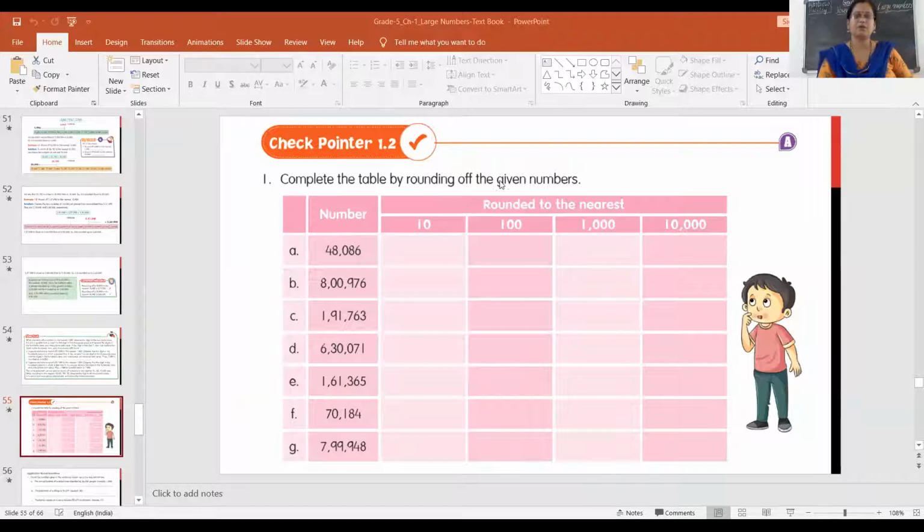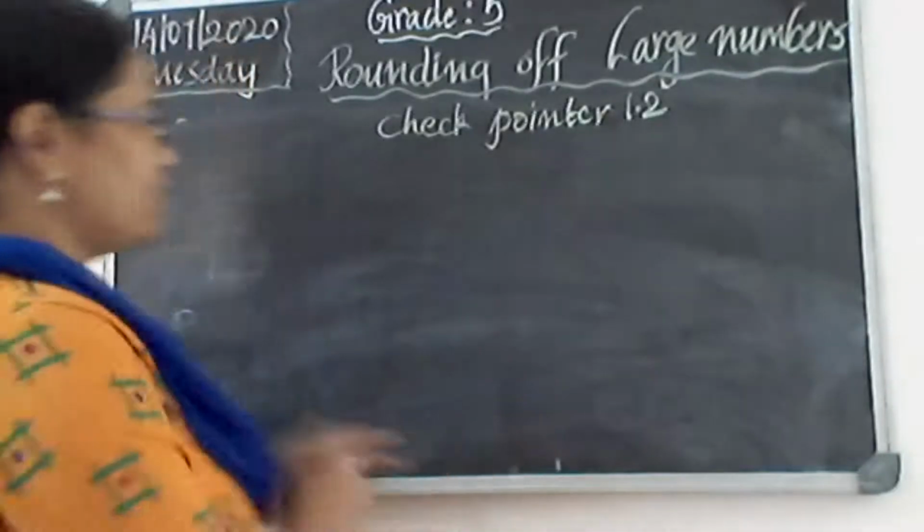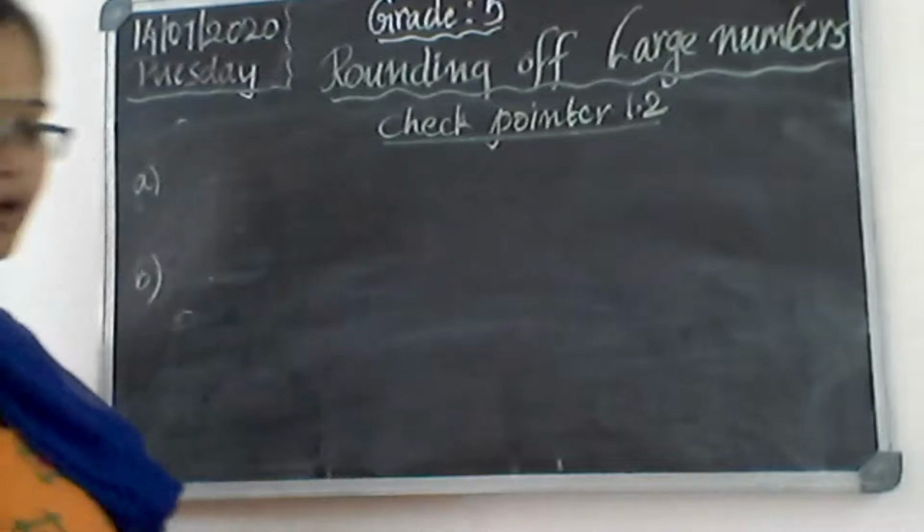See, complete the table by rounding off the given numbers. I will be discussing the same thing with you, how to round off to the nearest number. I will be writing two of them on the board, and the remaining is your homework. So I am discussing check pointer 1.2 now. I will be stopping the screen sharing because you have to understand this better. Now, listen children, I am discussing check pointer 1.2. The first and second one I will be doing, and the remaining will be your homework.